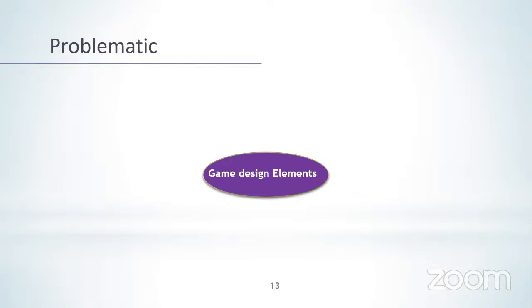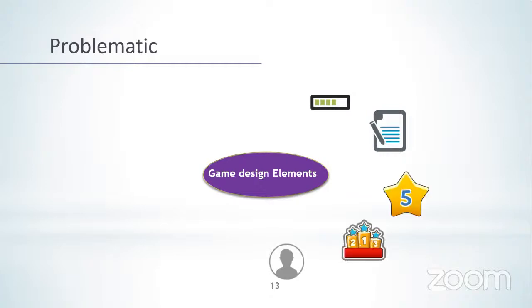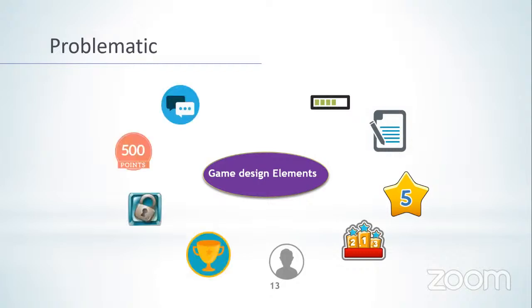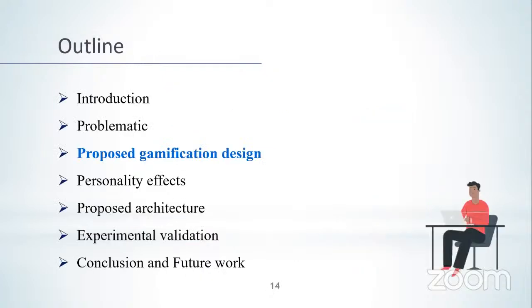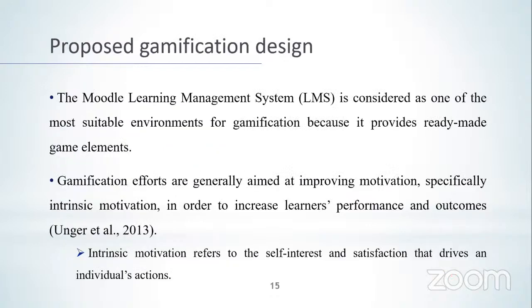However, the development of an educational gamification system is not a simple process because we have many game design elements which are proposed in the literature, such as progress bar, feedback, levels, leaderboard, avatar, etc. And adding all the game design elements at the same time does not always lead to an effective gamification. Therefore, it's very important to choose these game elements carefully.